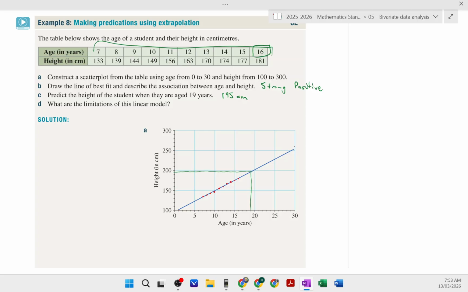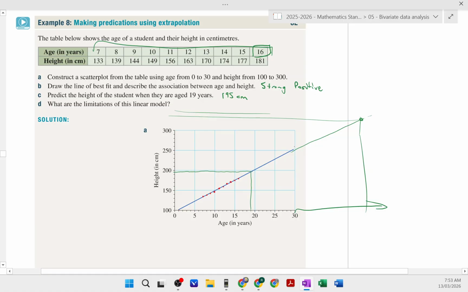Now, the next one says, what are the limitations of this linear model? Now, if you look at this, you should realize that at 19, 195 centimeters, yes, that's possible. We have some students in our class that are probably getting up around the 190 centimeters, maybe. However, I am 52, which is way out here, and I am not going to be over 3 meters tall. I don't think.